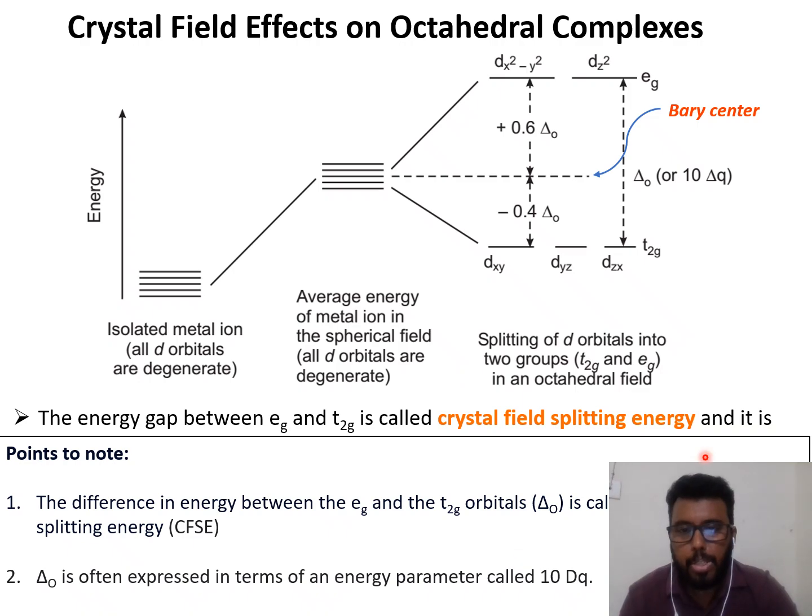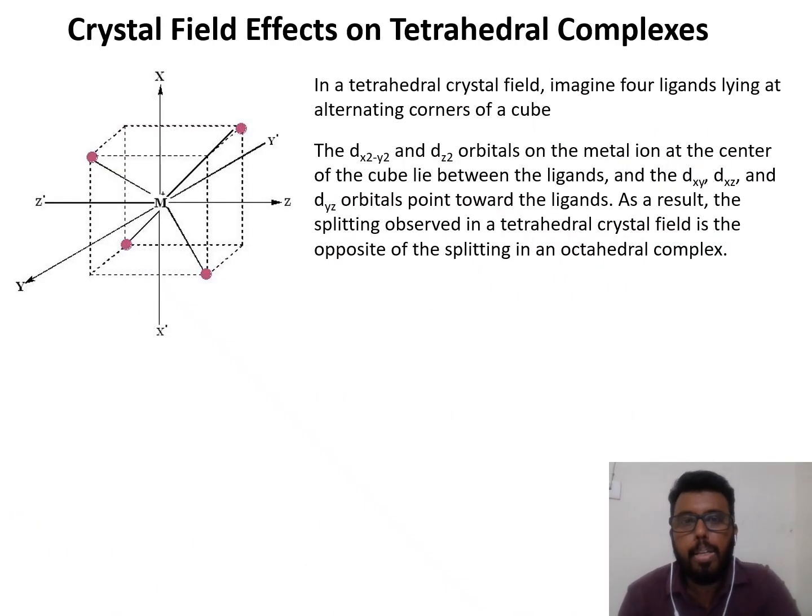So the difference between the Eg and T2g is called the crystal field splitting energy, and this is often expressed in the energy parameter called the 10 Dq. Okay, so this is also a pictorial representation, and then to try to understand this concept, how the ligands are approaching the metal ion.